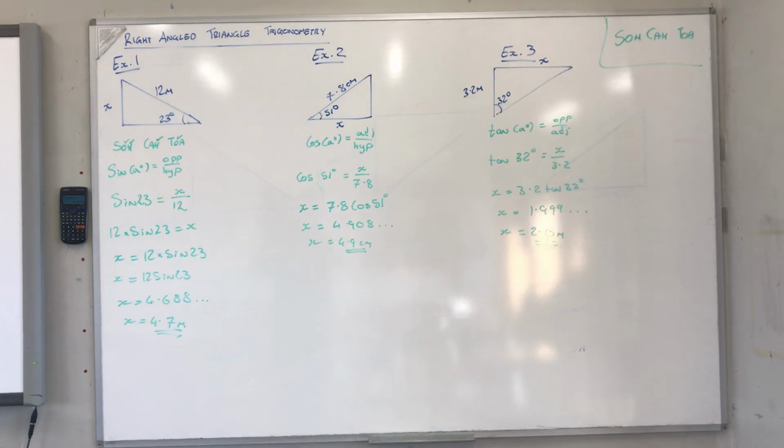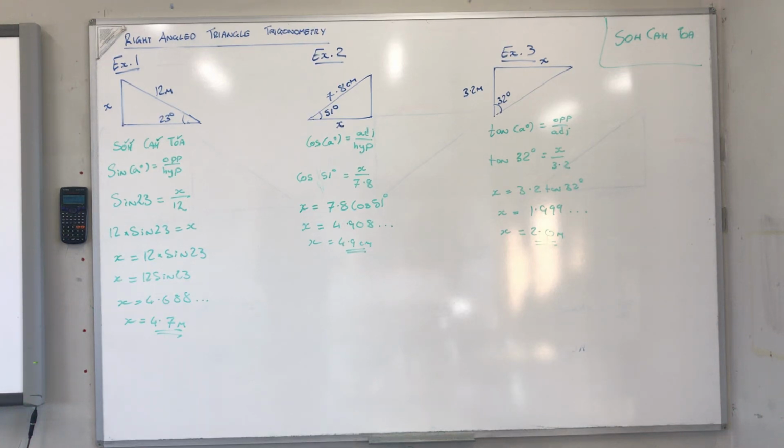So we had tan equals opposite over adjacent, the angle is 32, so we get tan 32 equals x, the opposite side, over the adjacent 3.2. Bring the 3.2 up, we get x equals 3.2 times tan 32, put that into a calculator, we get 1.999, which then rounds to 2.0 to 1 decimal place.